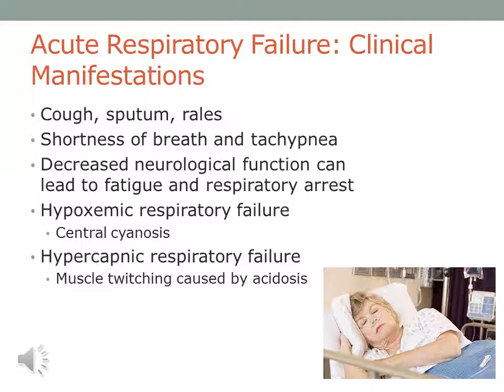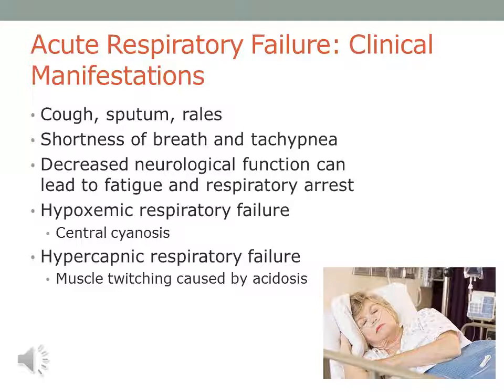When assessing our patient for respiratory failure, some of the clinical manifestations we're going to see include a cough, sputum, and rales. Most of the time, your cough, sputum, and rales are usually related to the underlying cause of the respiratory failure. But your presenting symptom in respiratory failure, regardless of the cause, is usually shortness of breath and tachypnea. Okay?